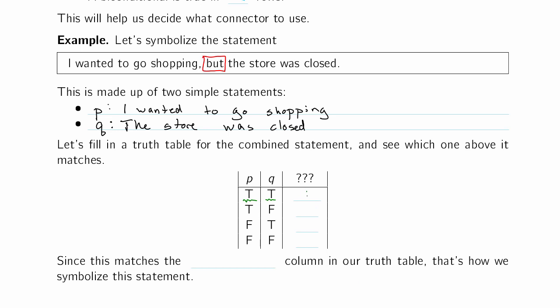Well then, the compound statement is true, right? I really did want to go shopping. The store really was closed. That but in there is telling me something about the store being closed causing me to not be able to go shopping, but that has nothing to do with the truth values of the propositions. That's just some extra meaning that's being imported into the English sentence.